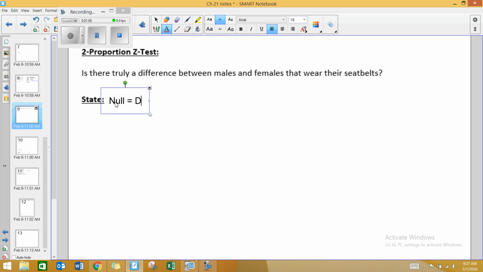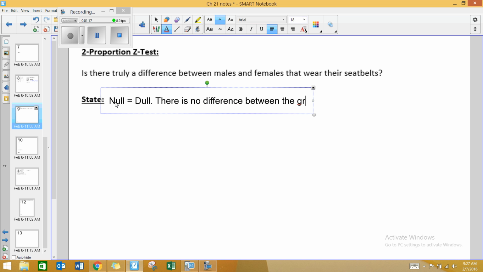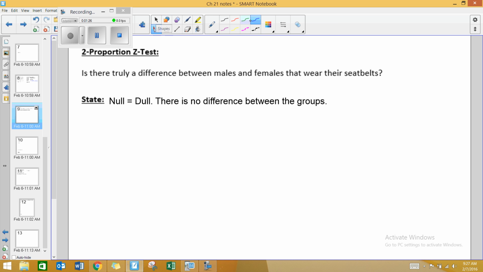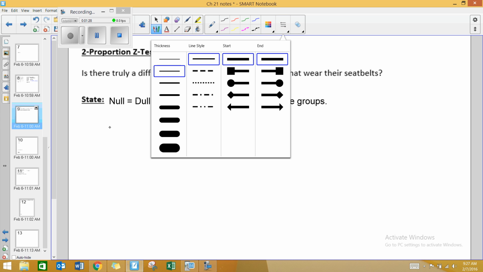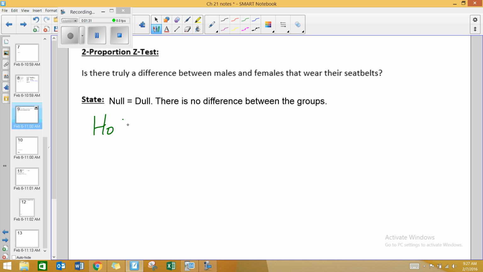So the null, if we remember, this is the Dole hypothesis. So this is just, there is no difference between the groups. Okay, so nothing interesting. Males and females wear their seatbelts the same amount of time. Well, what would that look like? That would be the statement that P1 is equal to P2.